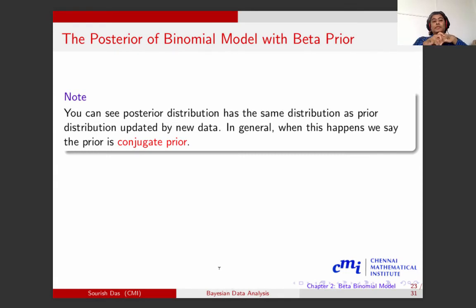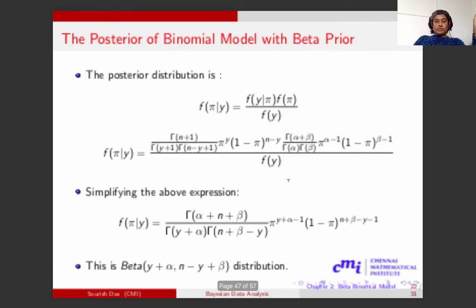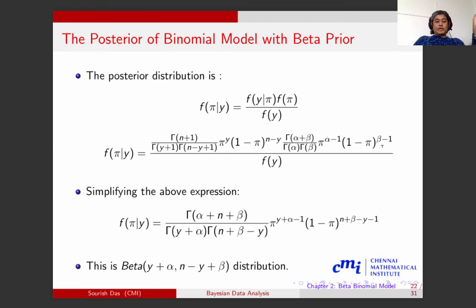You can see the posterior distribution has the same distribution as prior. So we started with the prior distribution, which is a beta distribution. My posterior turns out to be a beta distribution. Again, it belongs to the same family of distribution. Of course, my parameters are now updated, given that we have seen the observed data. But my prior distribution and posterior distribution belong to the same family.